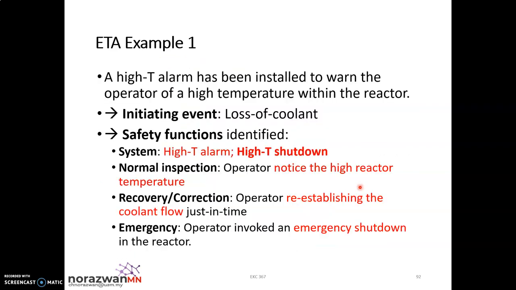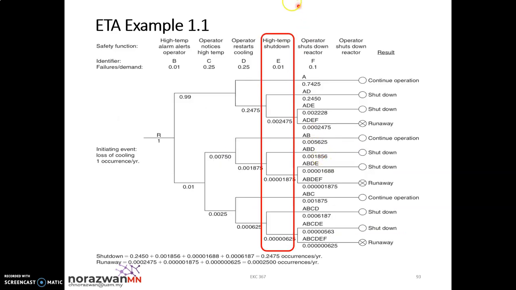The continuation from example 1: maybe your safety function has been improved by an automatic high temperature shutdown. So if you have another safeguard or another safety function, then you can put it inside your event tree analysis, so the development of your event tree analysis has changed. After your high temperature alarm, your operator monitoring, and operator intervention, then you have your high temperature shutdown before your manual shutdown by your operator.